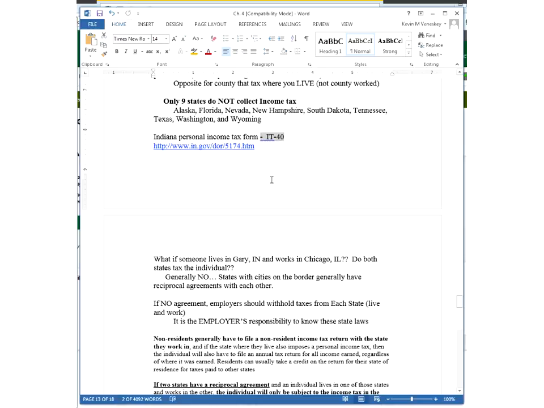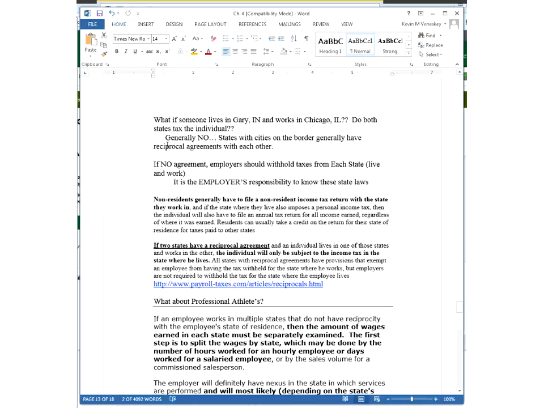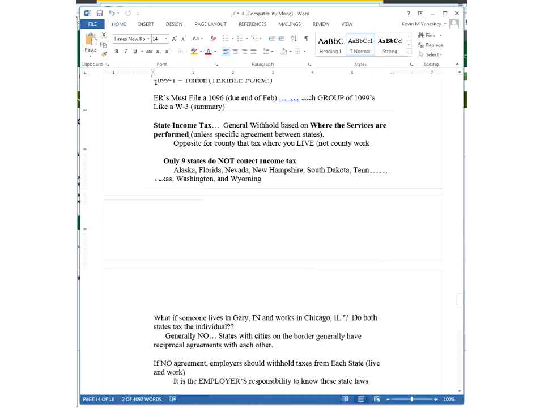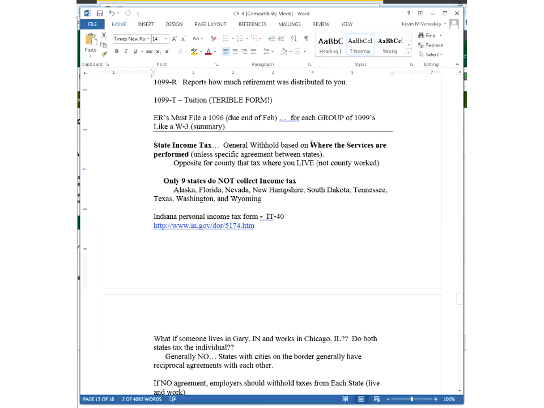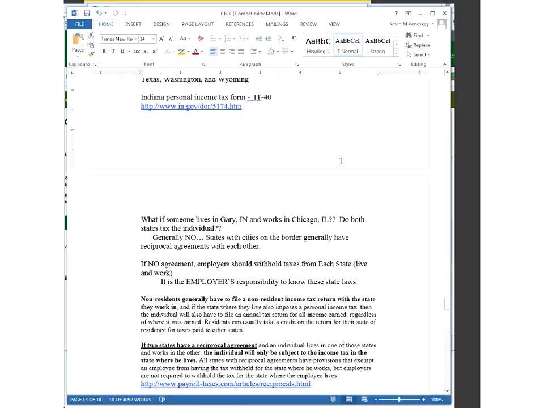Indiana does have income tax, and we have to file what's called the IT-40. I put the link here if you wanted to go look at it and see what's all involved. And then I give us this little example. It's kind of an exception to this rule. Your services are taxed on where they're performed.